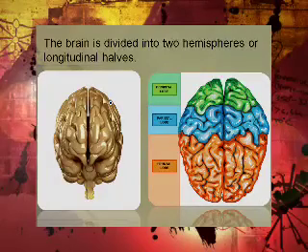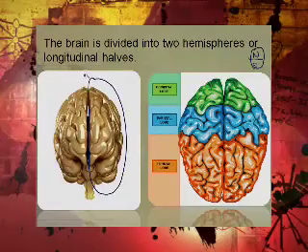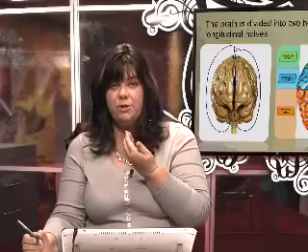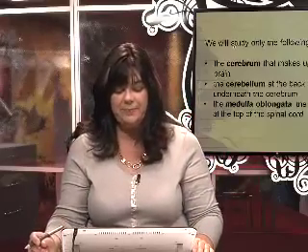Your brain is divided into what we call two hemispheres or longitudinal halves. If you've studied geography, you'll remember that the Earth is divided into a northern and a southern hemisphere. Now, I don't want you to think of the brain as a top and a bottom, but your brain is divided into longitudinal hemispheres, which means that there is a mid-division down the brain and there is a left and a right hemisphere rather than a north and a south hemisphere.